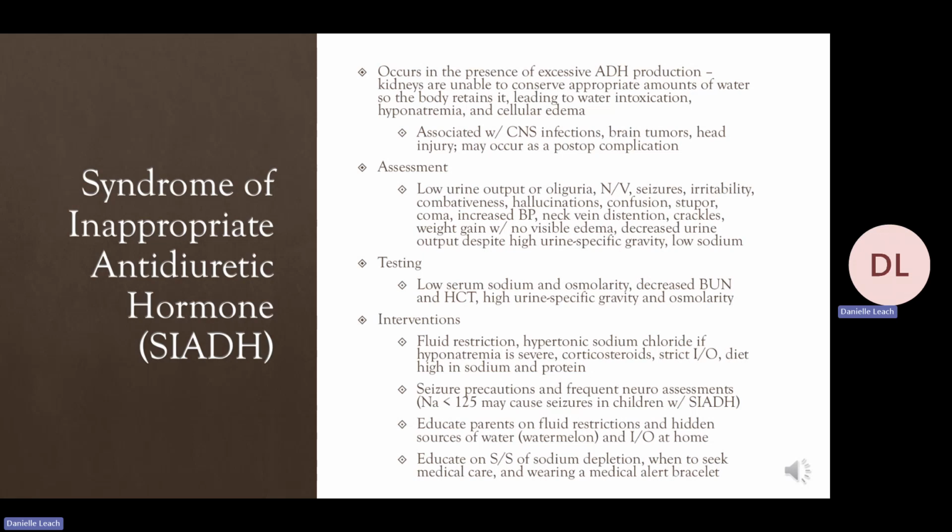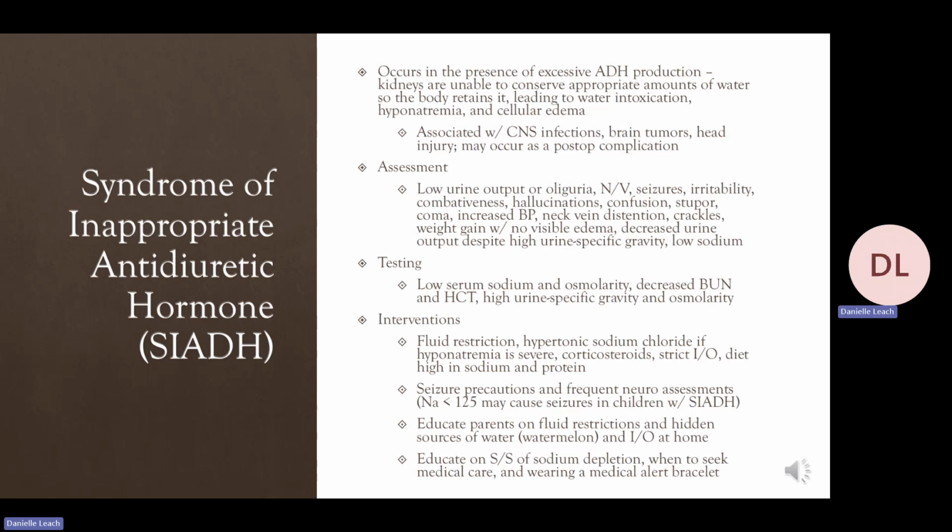Syndrome of inappropriate antidiuretic hormone, or SIADH, occurs in the presence of excessive ADH production. The kidneys are then unable to conserve appropriate amounts of water, so the body starts to retain water, which can lead to water intoxication, hyponatremia, and edema. SIADH could be caused by things like CNS infections, like meningitis, brain tumors, head injuries, and can also occur as a post-op complication in some patients.